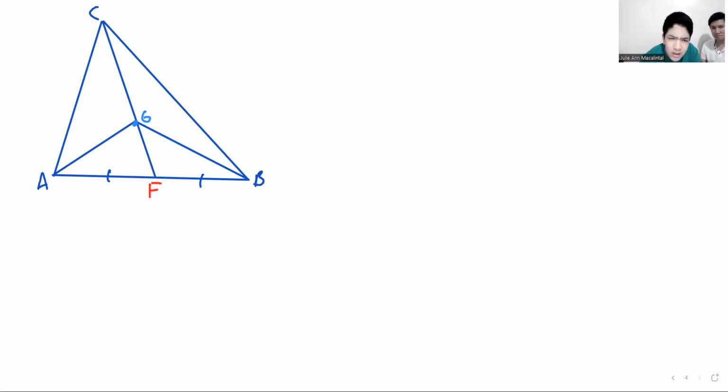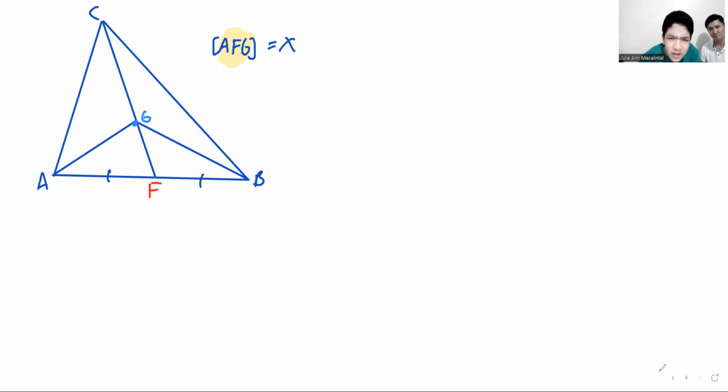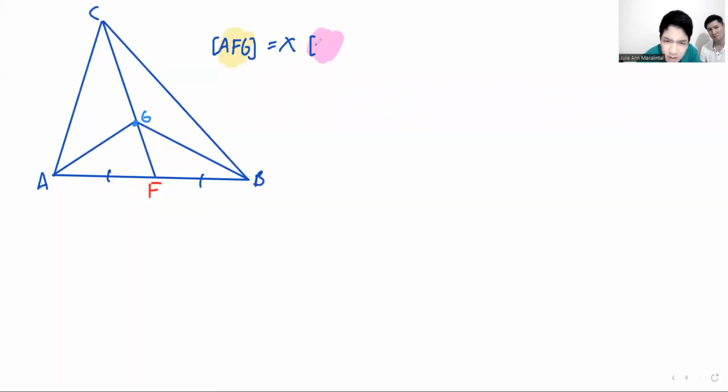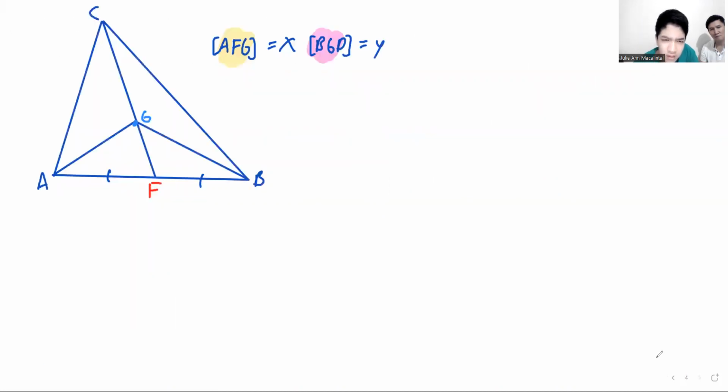So let yellow area, which is AFG, equal X. Let purple, pink area, fuchsia area, BGD, equal Y. And CED. Yes, correct. I thought I was wrong.